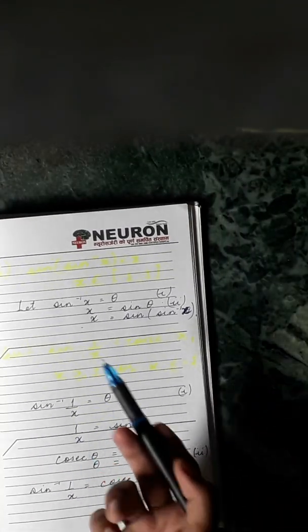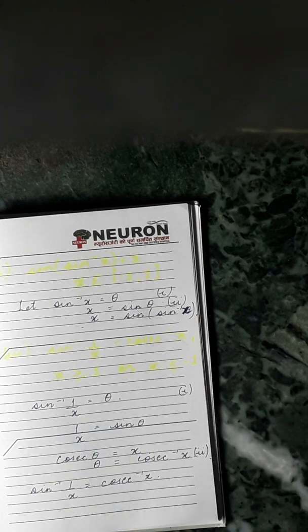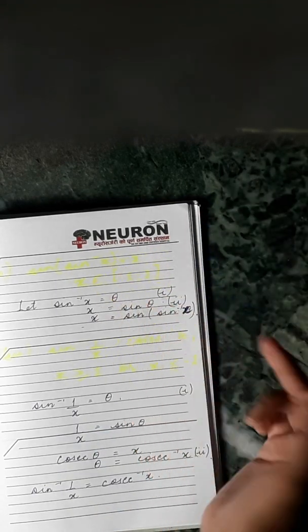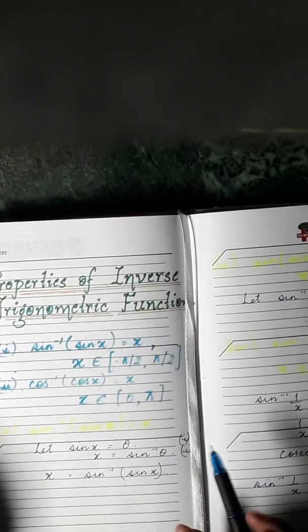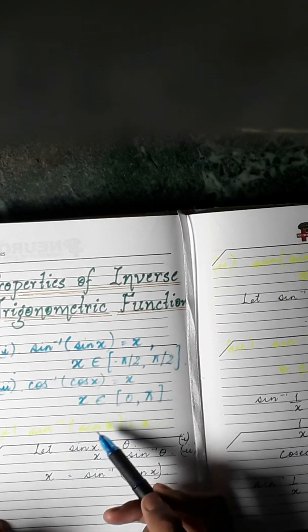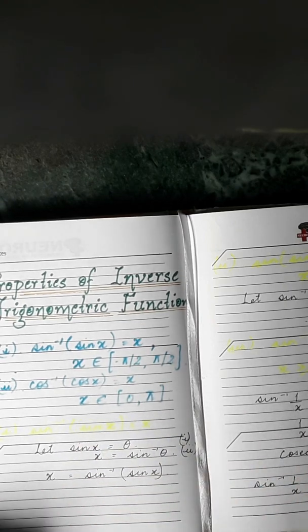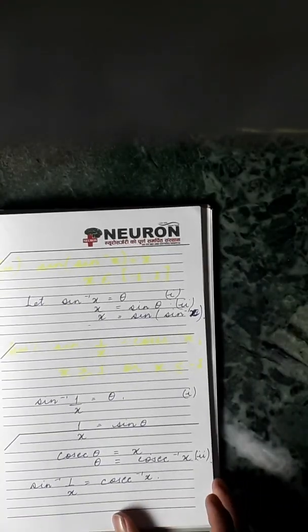Cos inverse, you have to let in each of these questions. In this also you will let cos inverse 1 upon x. Here also what you have done? In the previous one, you are letting the angle, sine inverse 1 upon x to be equal to theta. Here also you let this thing which is in the bracket equal to theta.